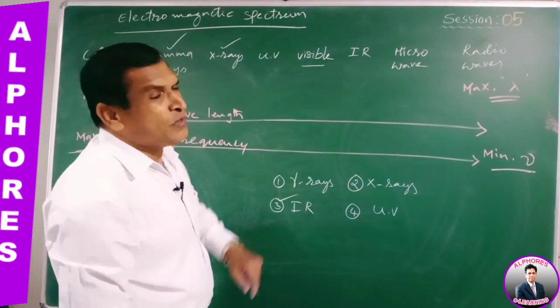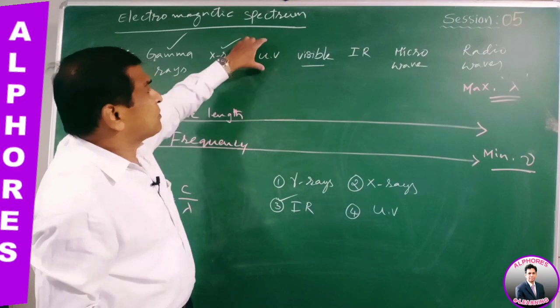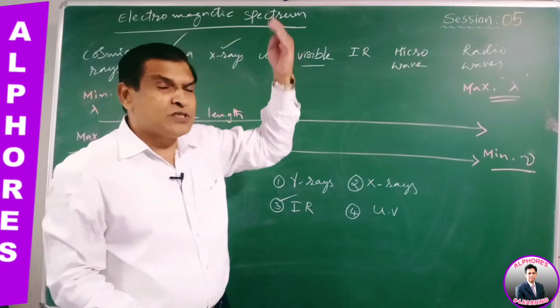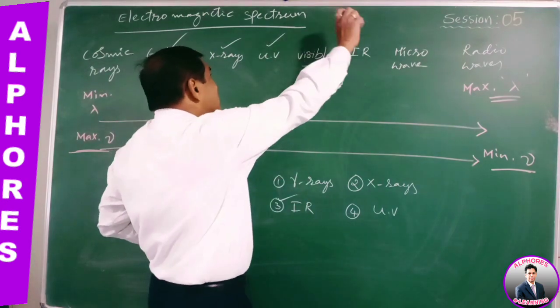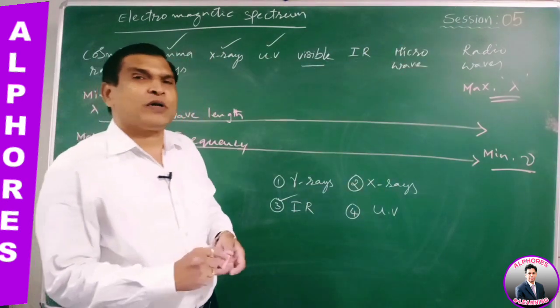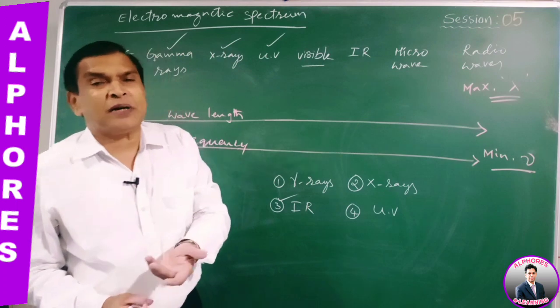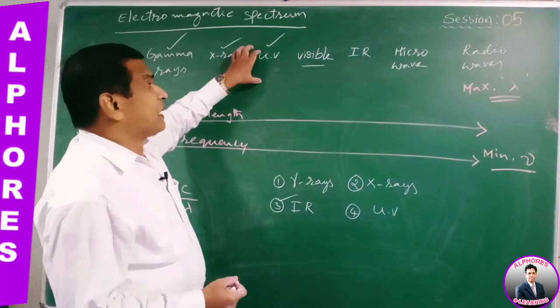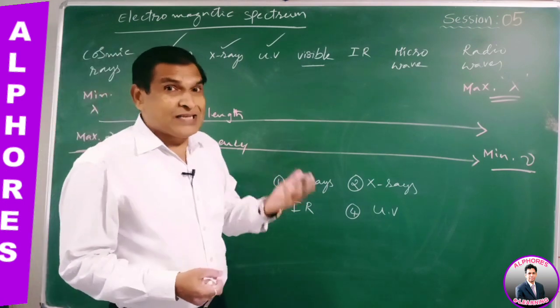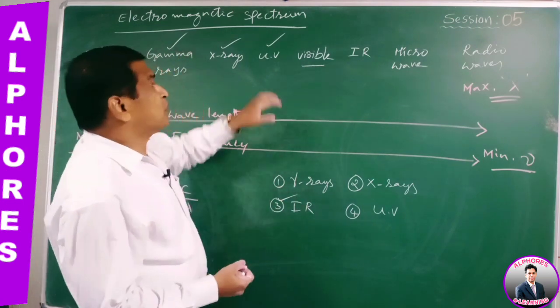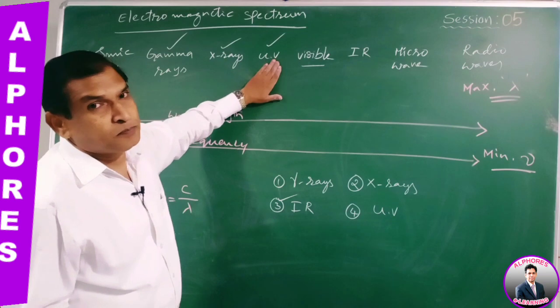Now coming to the UV. UV radiations are produced from, one important source is sunlight. So the UV radiations are produced from the sun. The second one is the mercury vapor lamp, which can also produce ultraviolet radiation. And the xenon arc lamp also produces UV radiation.